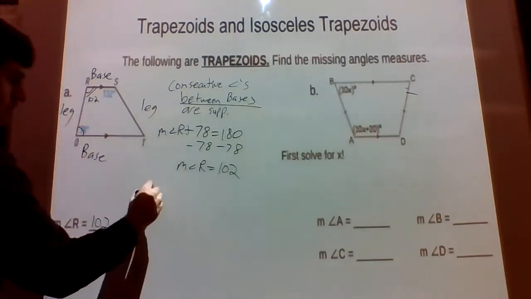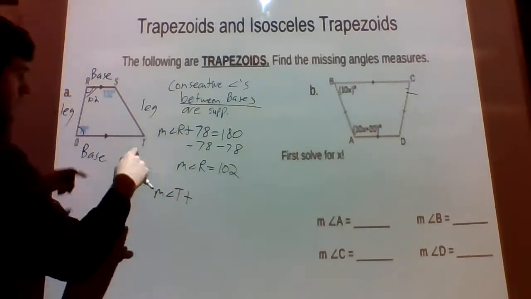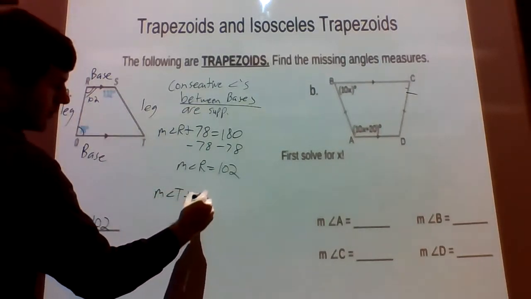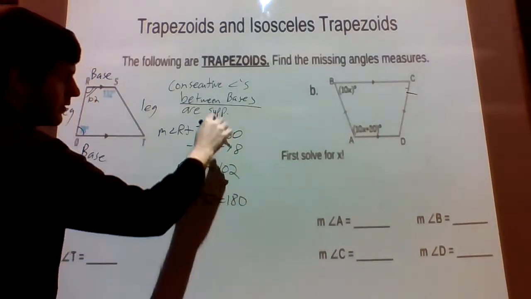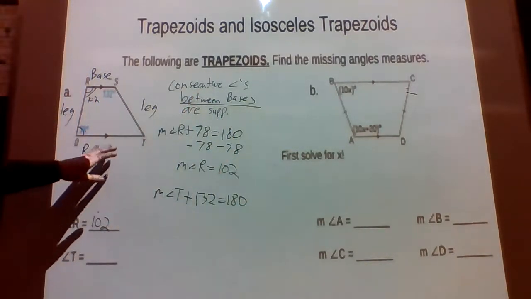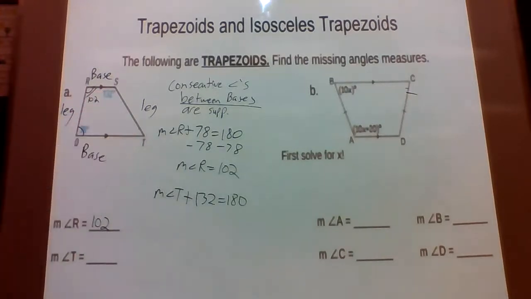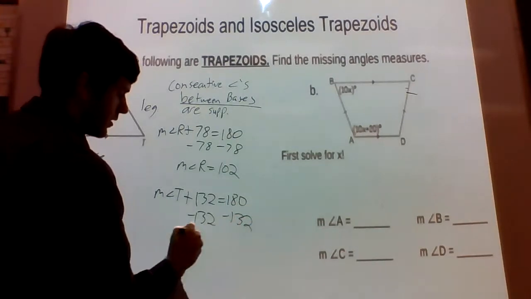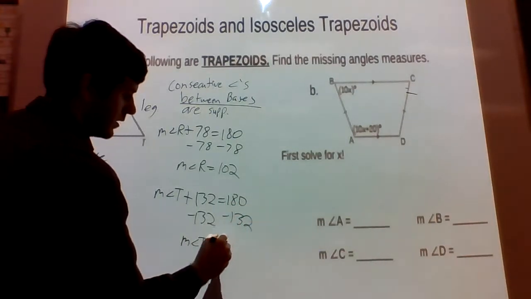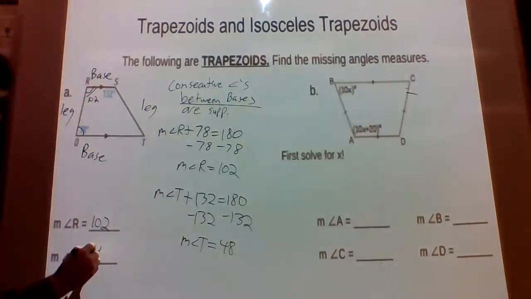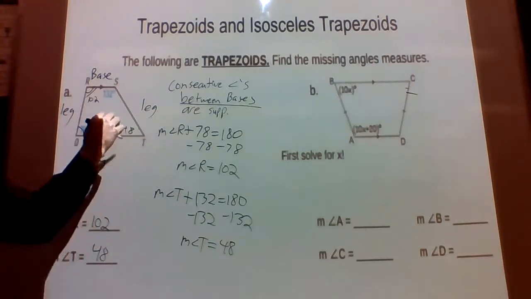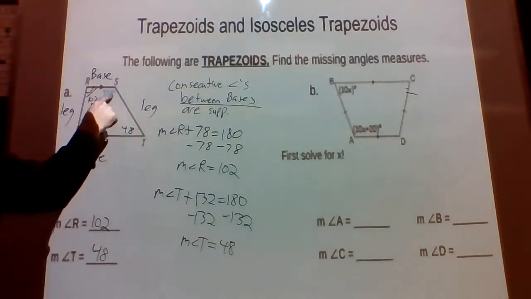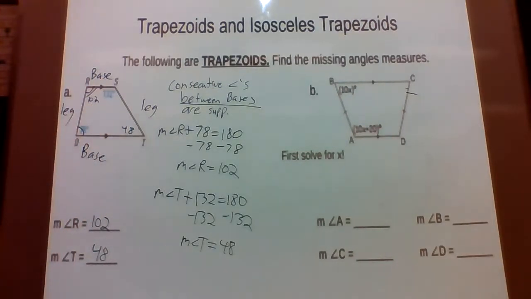So the measure of angle T plus 132 equals 180. The consecutive angles between the bases are supplementary. So here's the bases, here's the angles between the bases. Subtract 132. The measure of angle T is 48. If we add all of these up, they should equal 360. So 180, 180, 360.